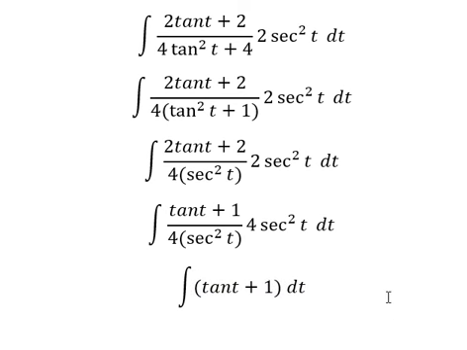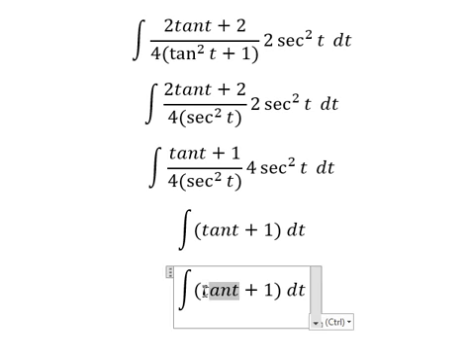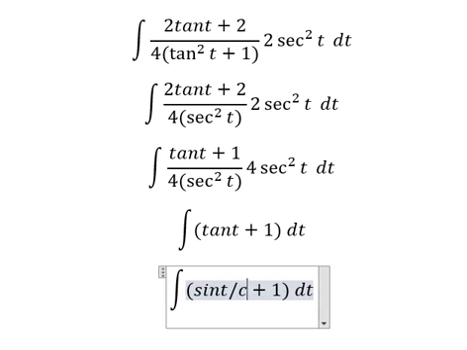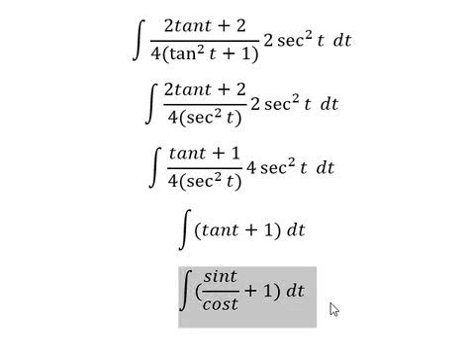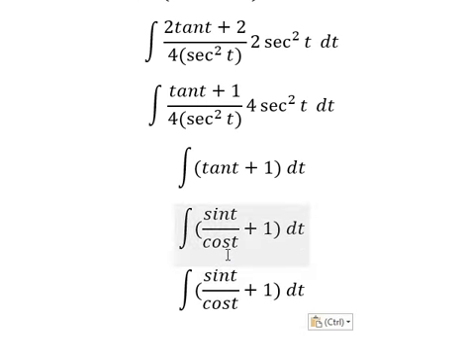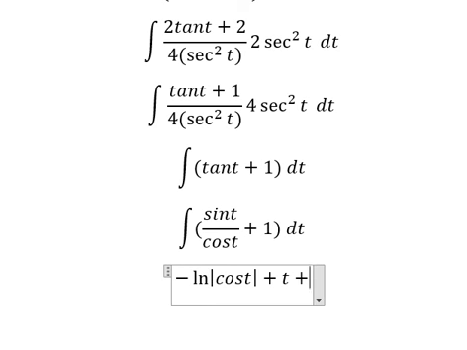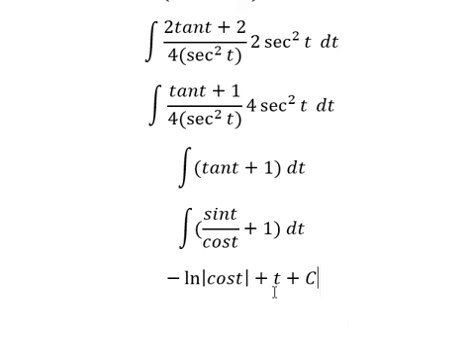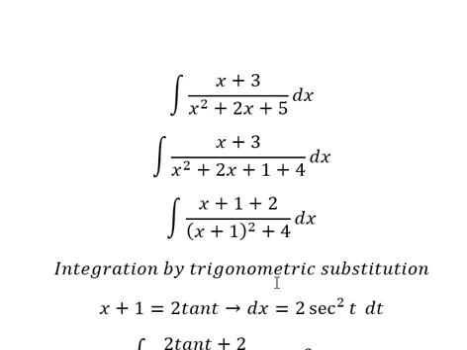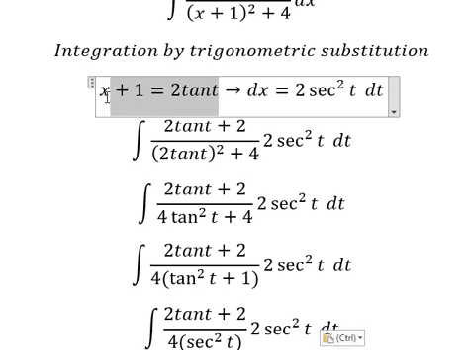So tan t is sin t over cosine t. The integration of this one, we have negative ln of the absolute value of cosine t. Number 1 is t, and I will put c. About t that is this one.